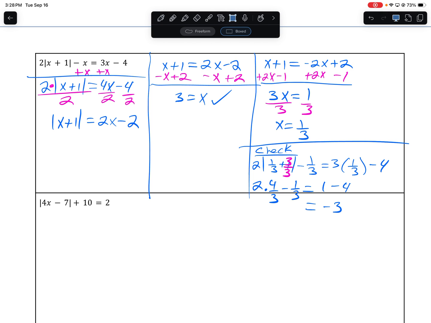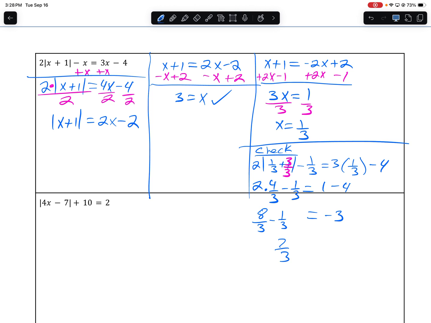Then we got to fix up this left side. More of a pain in the neck for sure. So on the left, when we multiply fractions, we go straight across top and bottom. So 2 times 4 is 8/3. Minus 1/3, 7/3. So clearly 7/3 does not equal -3. So you can just write it like that, totally fine, right?